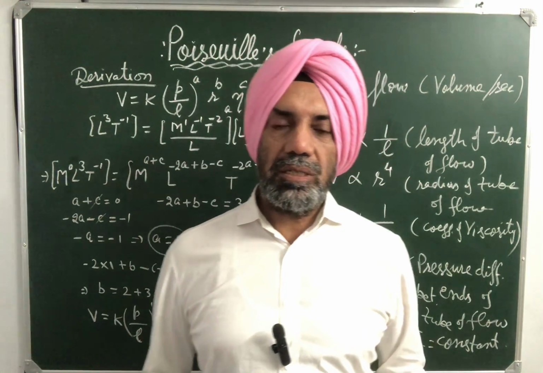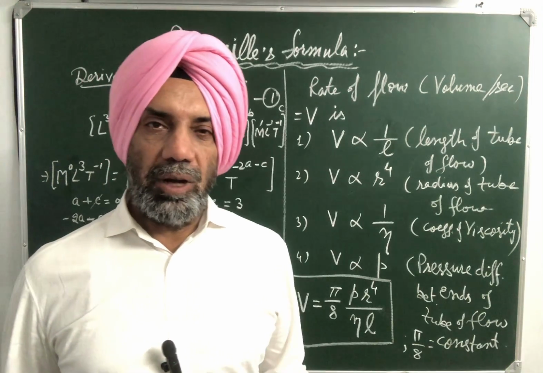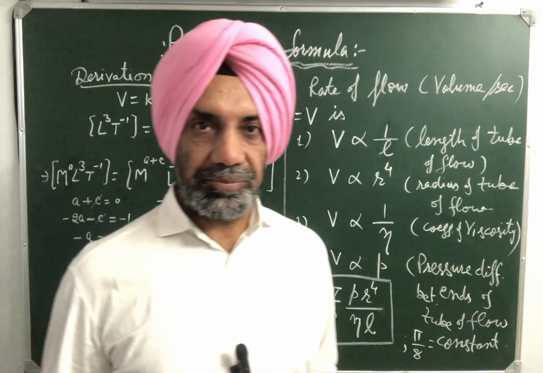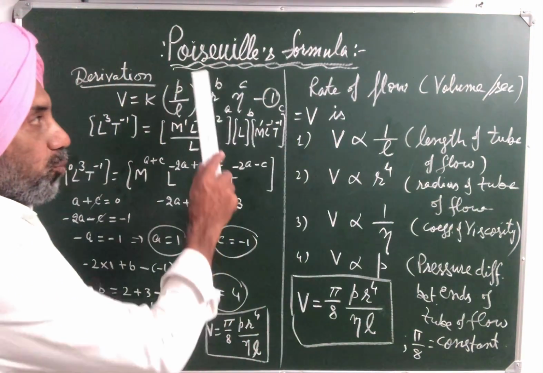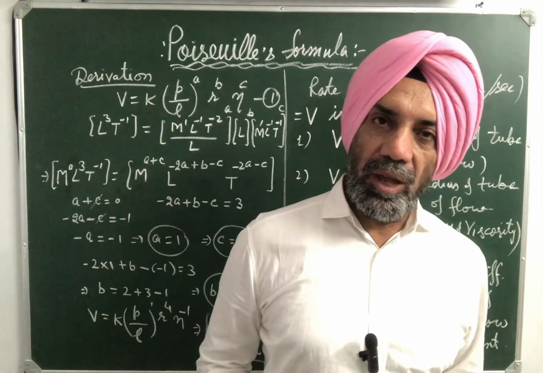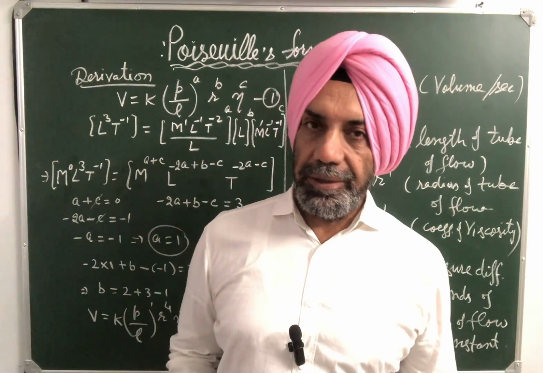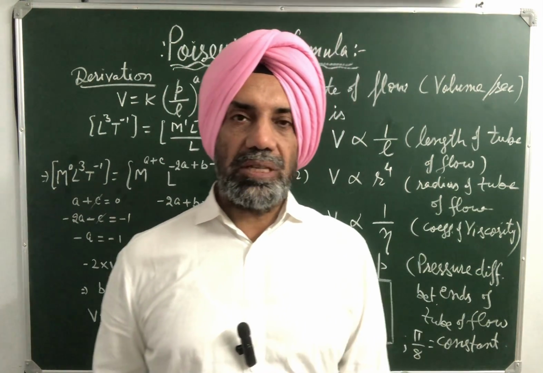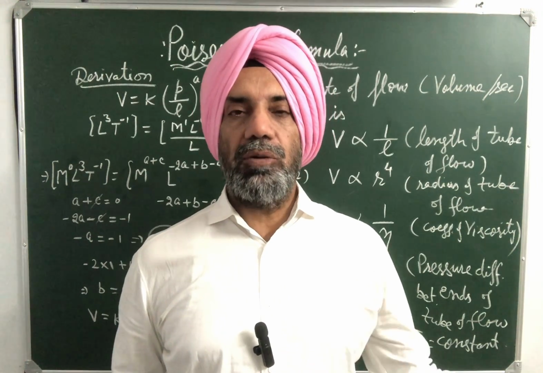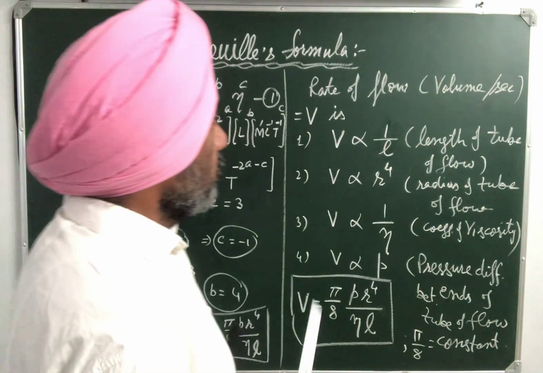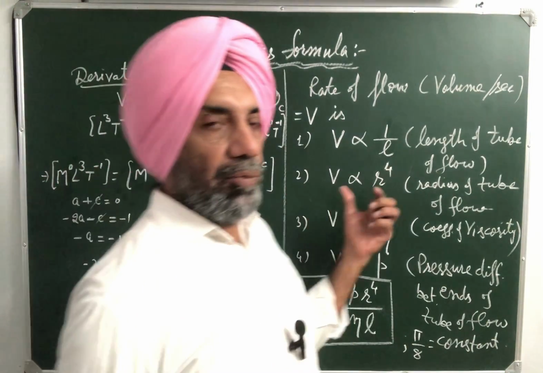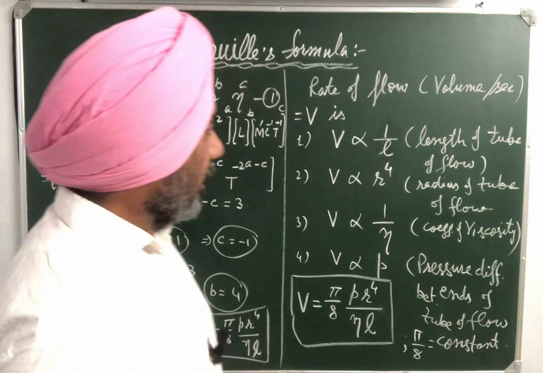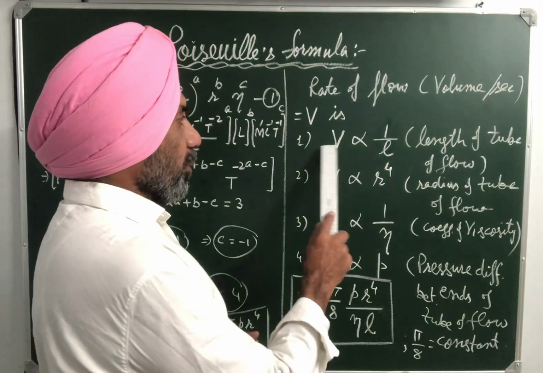So today I am going to discuss a very important formula known as Poiseuille's formula or Poiseuille's equation. So what is Poiseuille's formula? According to Poiseuille's formula, the rate of flow of a liquid or a fluid through a tube of flow, a cylindrical pipe through which liquid or fluid is flowing, that is, the volume of liquid or fluid flowing per second, is found to be inversely proportional to the length of the tube.